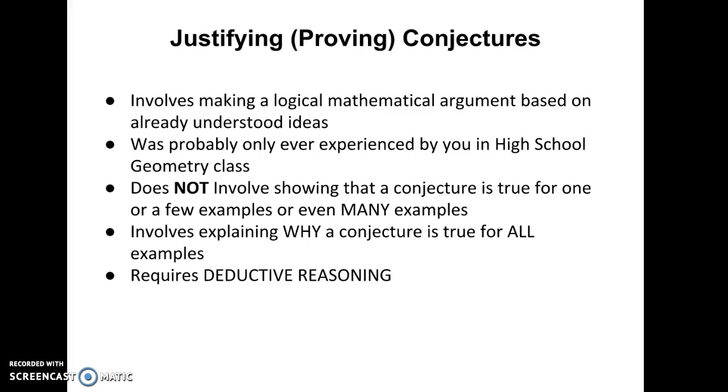So it does not involve showing that a conjecture is true for one or a few examples, or even a ton of examples. A proof is explaining why a conjecture is true for all examples. And you can't ever show all examples because that's infinite. So you have to be able to explain why you know that it's true for all examples. This is a different type of reasoning. This is called deductive reasoning.